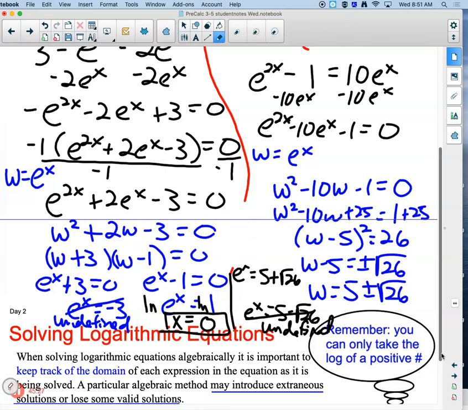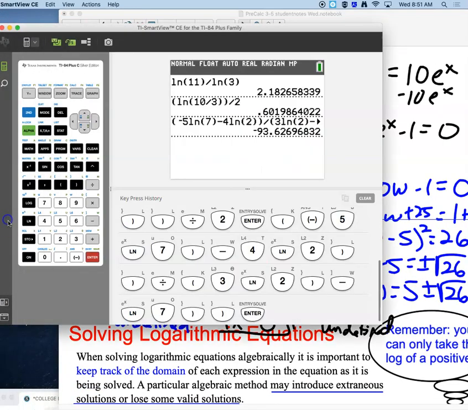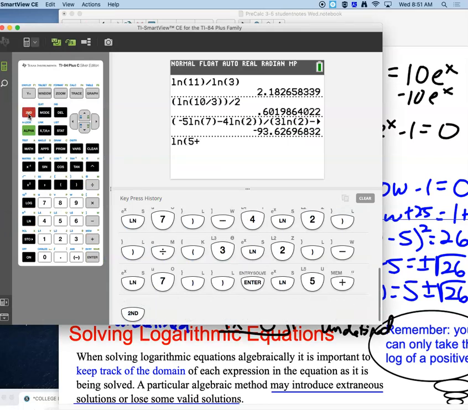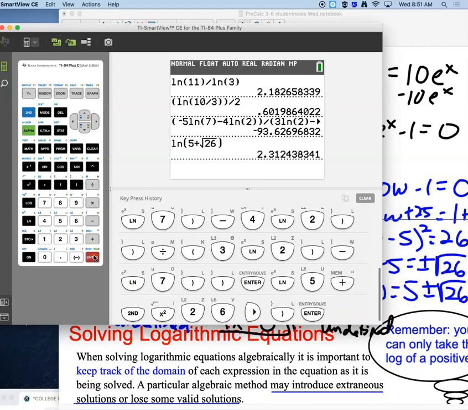Didn't leave myself a lot of space here. So we'll have natural log of e to the x equals natural log of 5 plus the square root of 26. And natural log and e, inverses of each other, going to cancel right out. And we could very easily punch in the natural log of 5 plus the square root of 26. And there's our answer, 2.312.